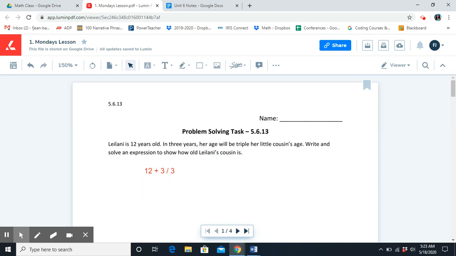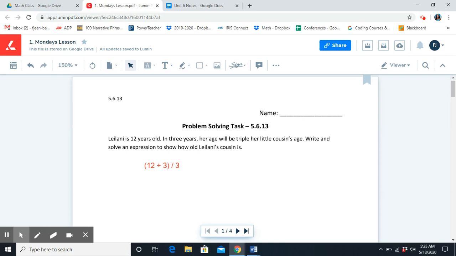So far we have 12 plus 3 divided by 3. For our last step, there are definitely parentheses that we need here in order to show priority. Where do you think those parentheses need to go in order to show priority? Yes, we need to put parentheses around 12 plus 3 because we need to find out that value before we divide by 3.